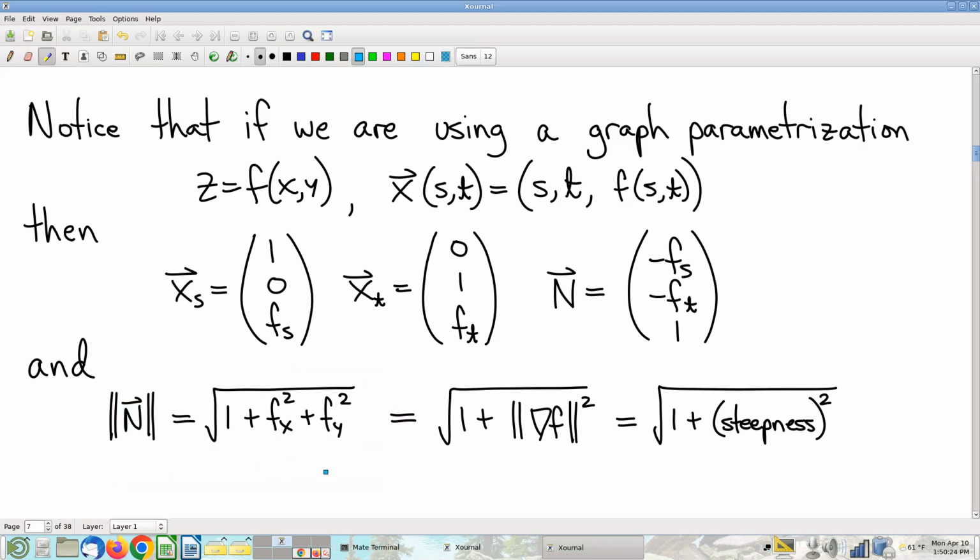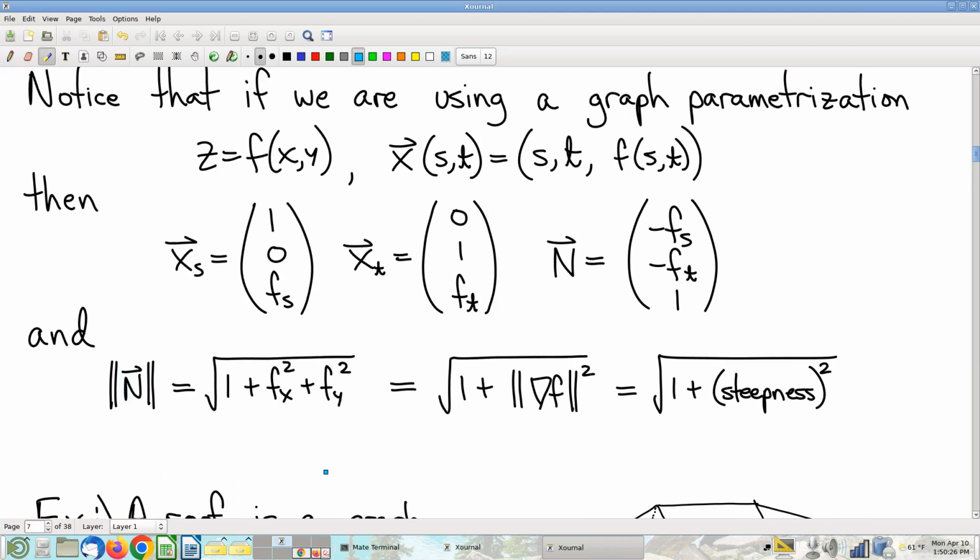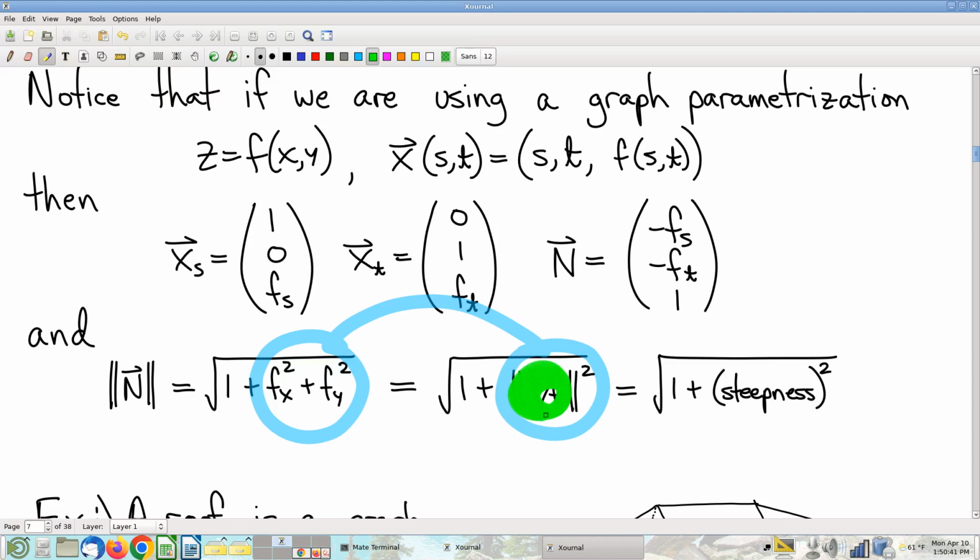Now that said, a cool observation. This part right here, the magnitude squared of the gradient. Easy observation, you just kind of notice, in fact. Next observation I'm going to make: the magnitude of the gradient is the steepness of the graph.